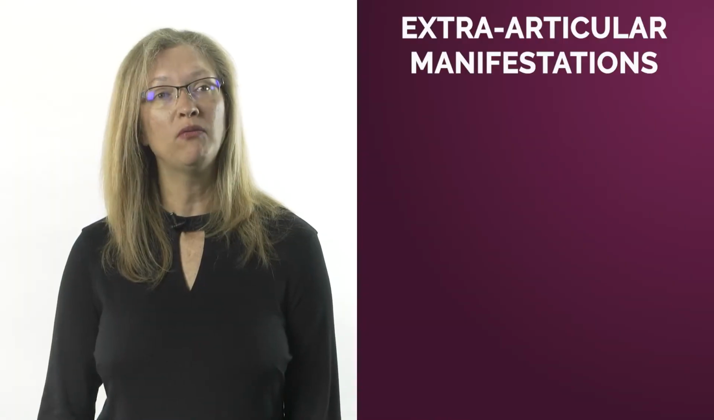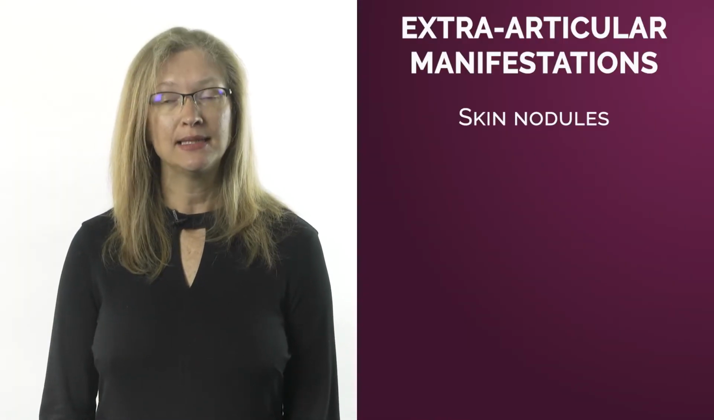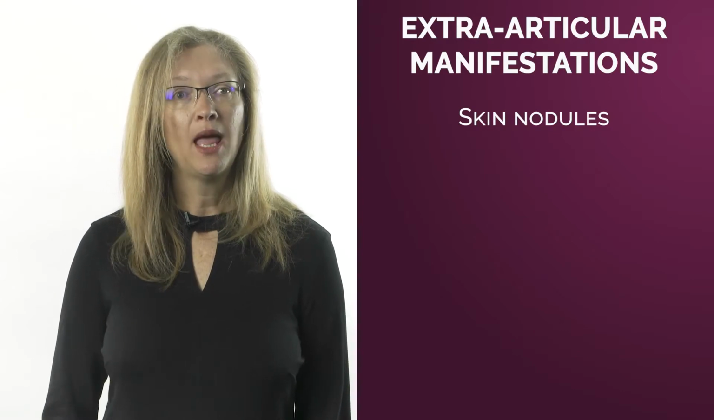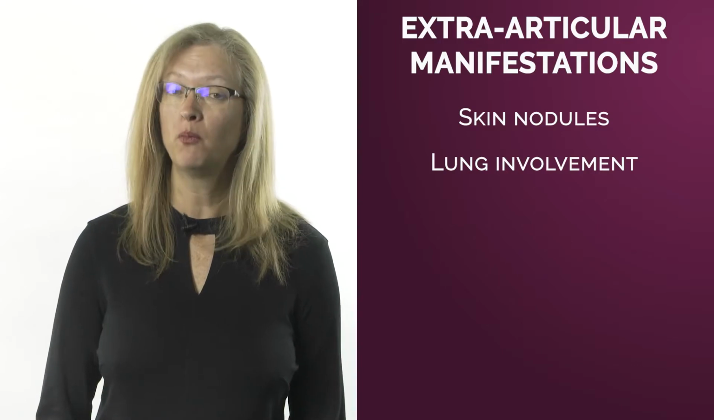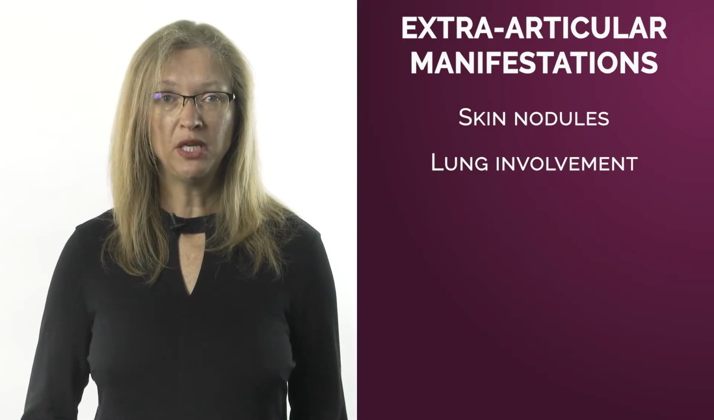Extraarticular manifestations of rheumatoid arthritis represent the fact that the antibodies do not just attack the joints, but other aspects of our body as well. As a rule, this is usually found in people with high rheumatoid factors circulating in their bodies. Commonly, we find skin nodules, and it's a sign of more severe disease. Also, lung involvement, which can range from pleurisy to lung tissue damage.